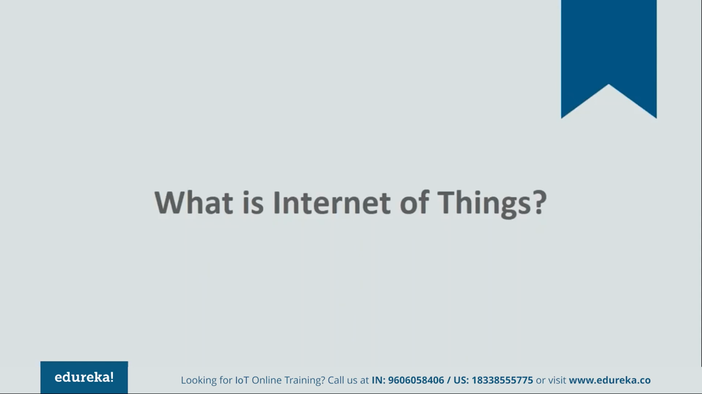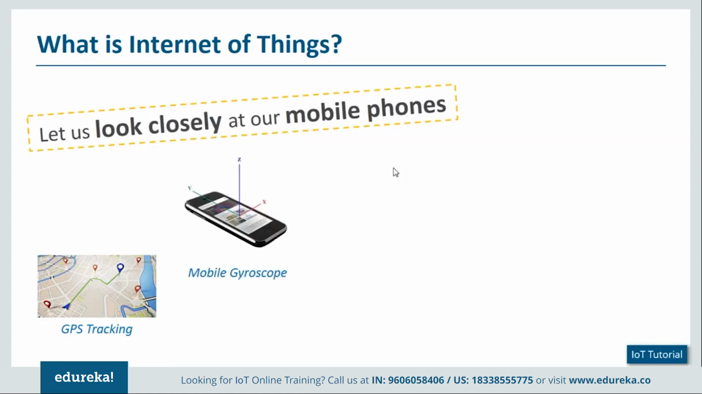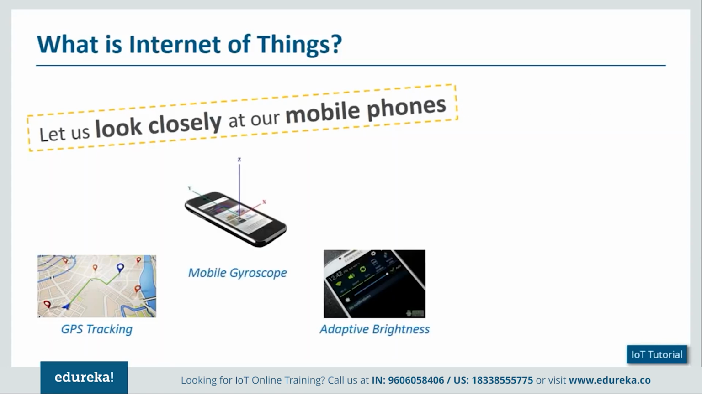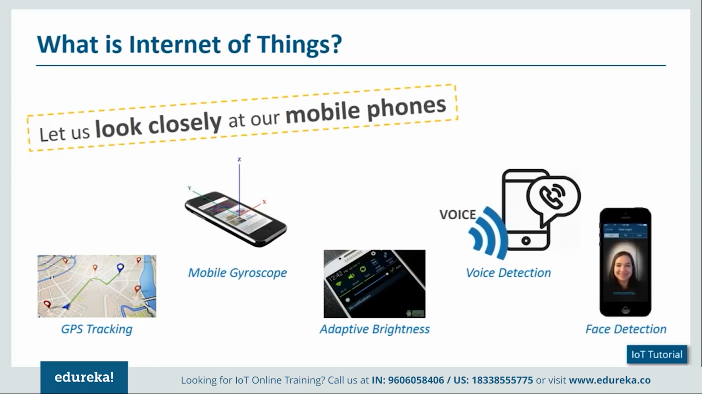Now, to help you understand what is Internet of Things, let's look at an example of our mobile phones first. Our mobile phones have GPS tracking. They also have a mobile gyroscope. You have adaptive brightness, which gets adjusted based on the light falling on it. You have voice recognition, and you also have face detection, which identifies who is the user. Now again, iPhone X is coming with face detection. So again, these are a lot of features that are coming pre-built on the mobile as such.